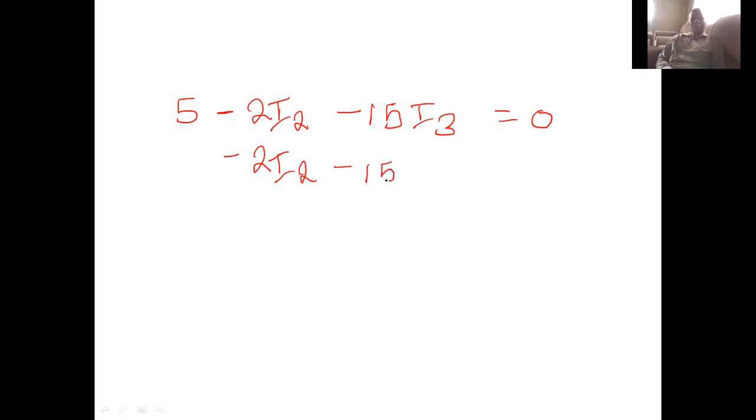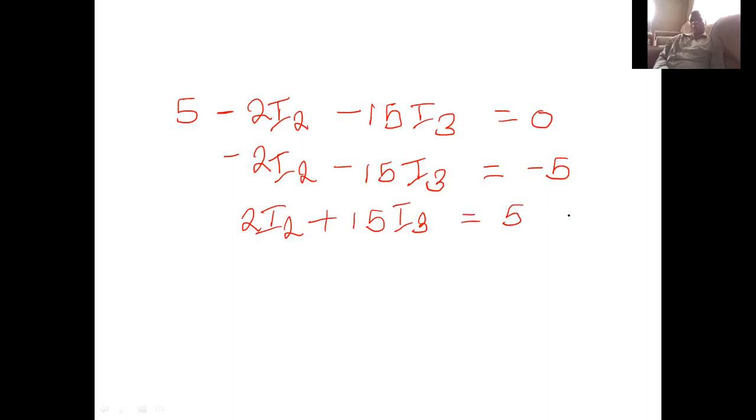Minus 2 i2 minus 15 i3, which should be equal to negative 5. We can actually avoid dealing with the negatives. We can divide by negative 1 everywhere. And you are going to have 2 times current 2 plus 15 times current 3, which is equal to 5. And this is our equation number 3.